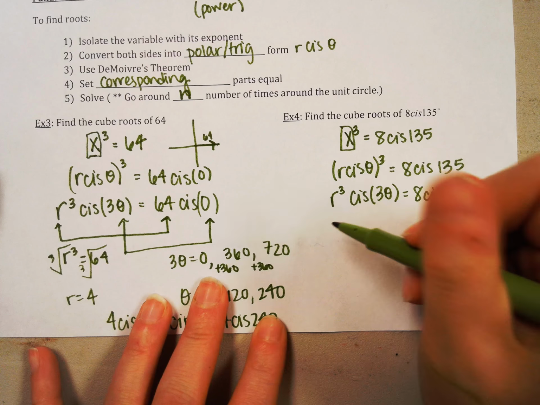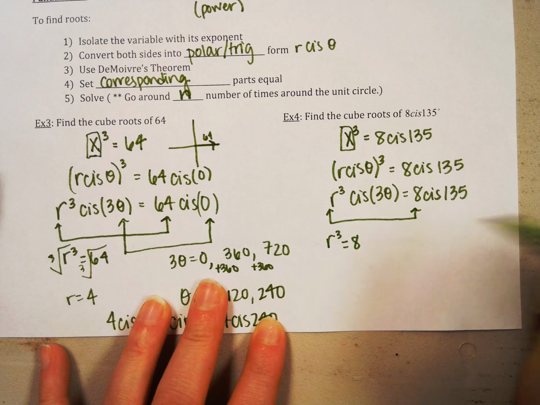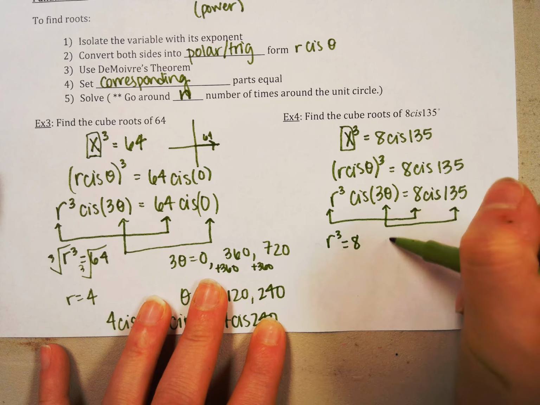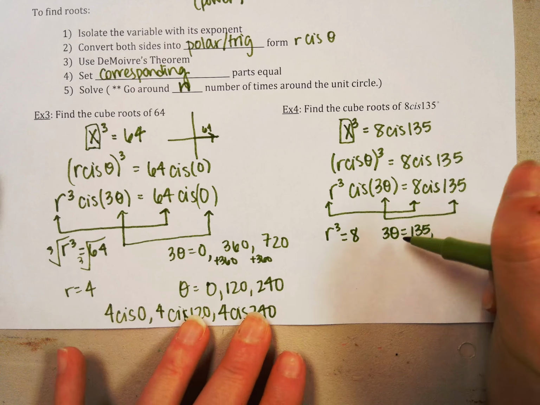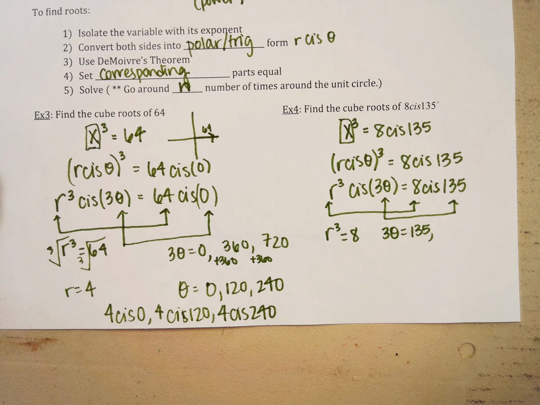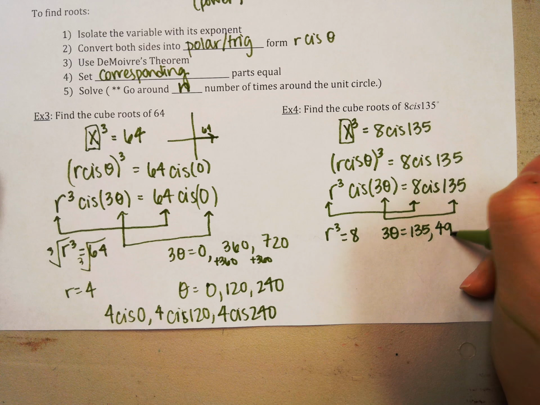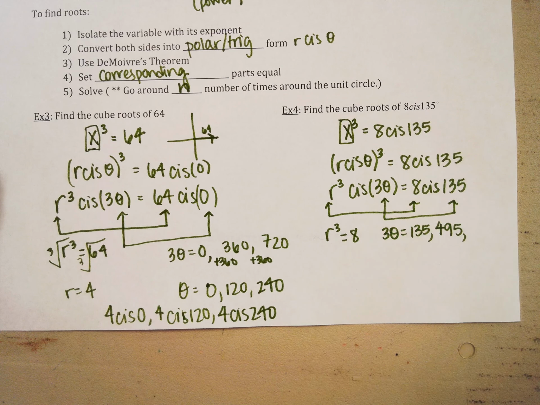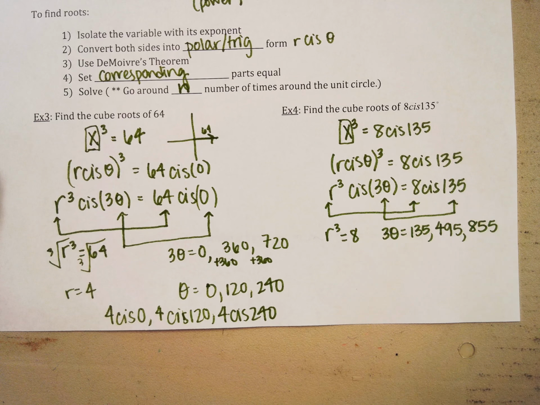And then we set our corresponding parts equal to each other, so r cubed is going to be equal to 8, and 3 theta is equal to 135. Remember, though, that when we deal with that 135, that's only one of our solutions for going the first time around our unit circle. But we have to come up with 3 solutions on this side. So we need 2 more coterminal angles. So I'll add 360 and then add 360 again to get our values of 135, 495, and 855.